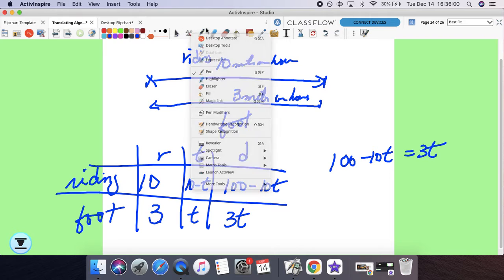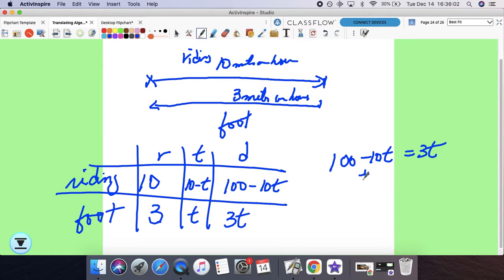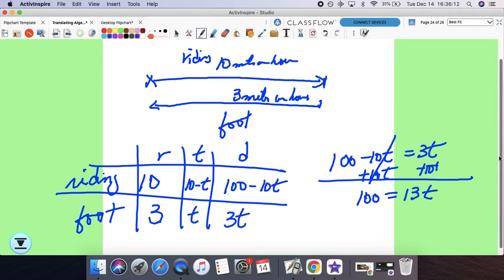Let's get rid of the small guy. Plus 10t, plus 10t. Sorry, my pen's not responding too well. That goes away. 100 equals 13t. And I get that t equals, dividing both sides by 13, t equals 100 over 13.